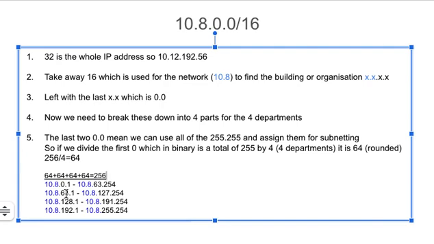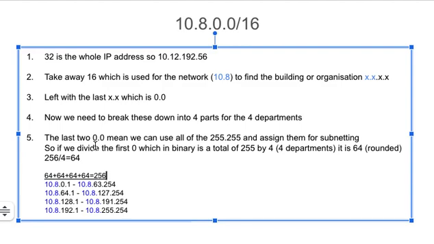This goes to HR, 64, as we said, this is the second department. 64.1 to 127.254, 128 to 191, 192 to 255.